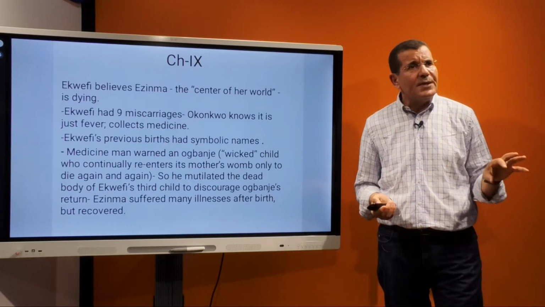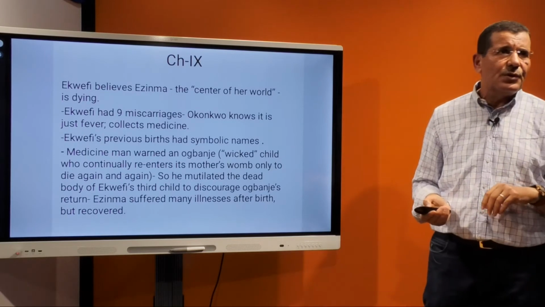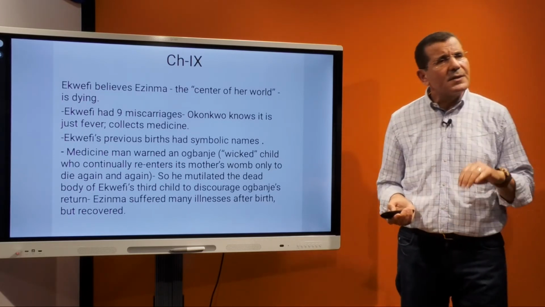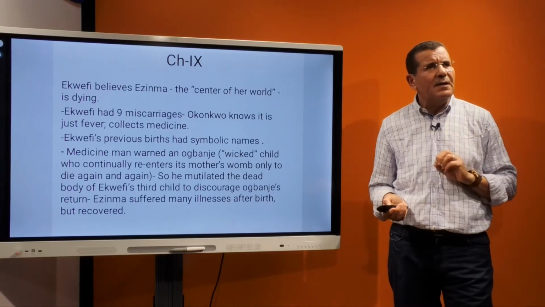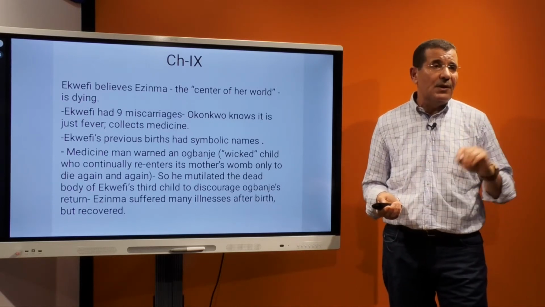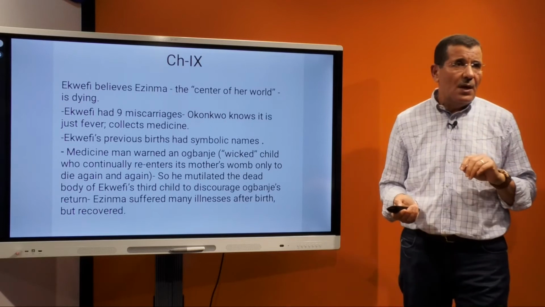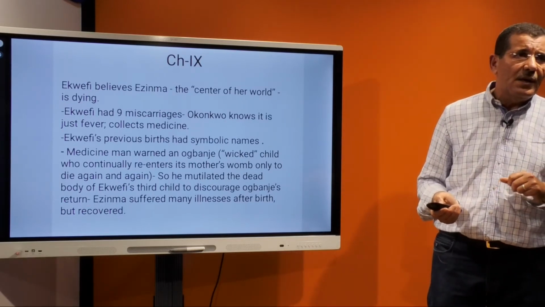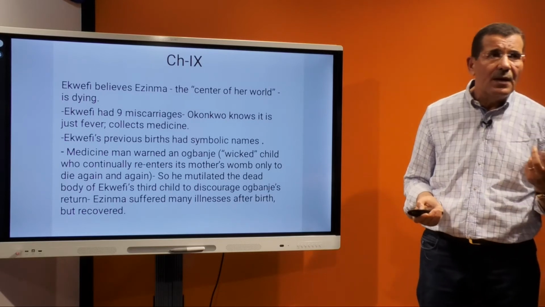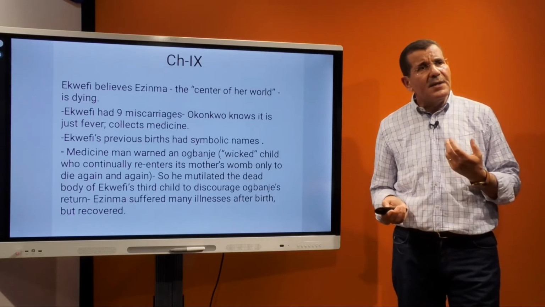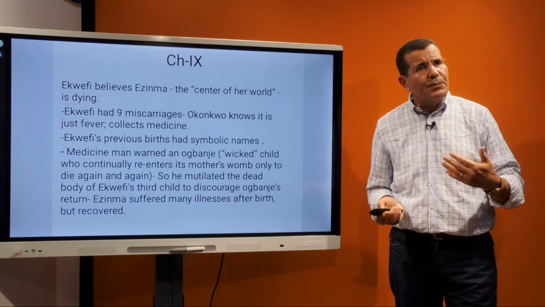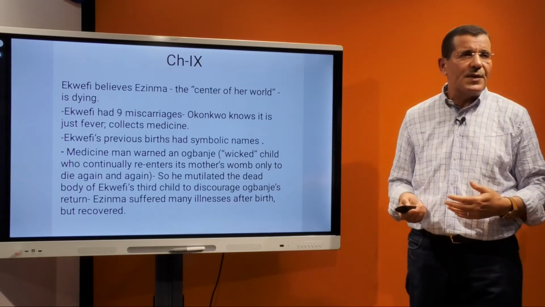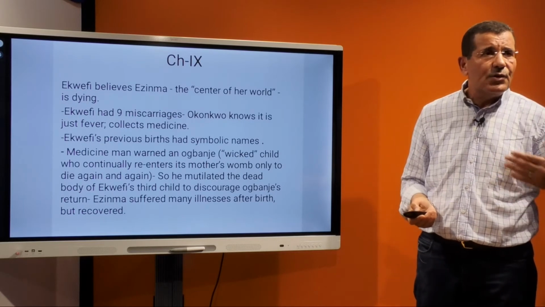And the problem with Ezinma, as I said, one of the daughters of Okonkwo, is that she came after 9 miscarriages. Look at 9 miscarriages. And Ezinma is sick now, and they are afraid that she is going to die. And Ezinma comes after different births, and every time she gives a positive name to a child, so that he or she can continue.